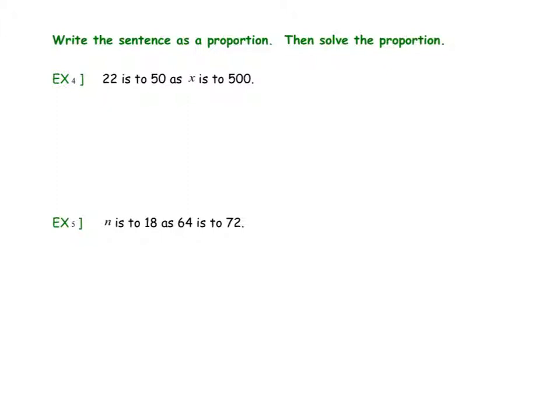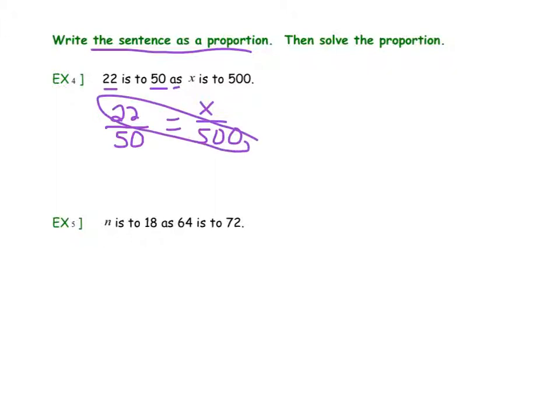All right, example 4. It says write the sentence as a proportion and then solve it. So 22 is to 50, so you write that as a fraction, a ratio, and that's going to be equal to, as x is to 500. So 22 is to 50 as x is to 500. And now we're going to set up a proportion and solve. So I would do 22 times 500.